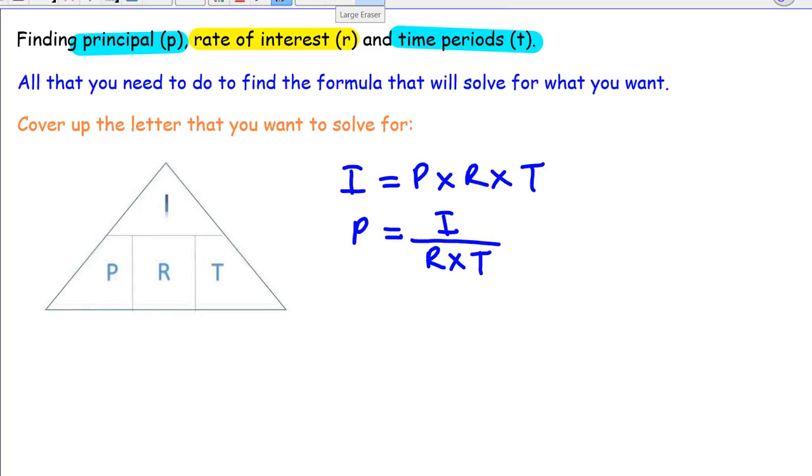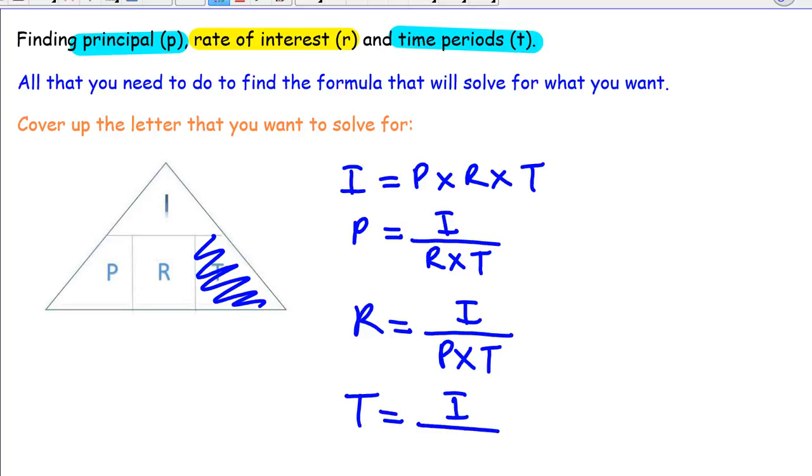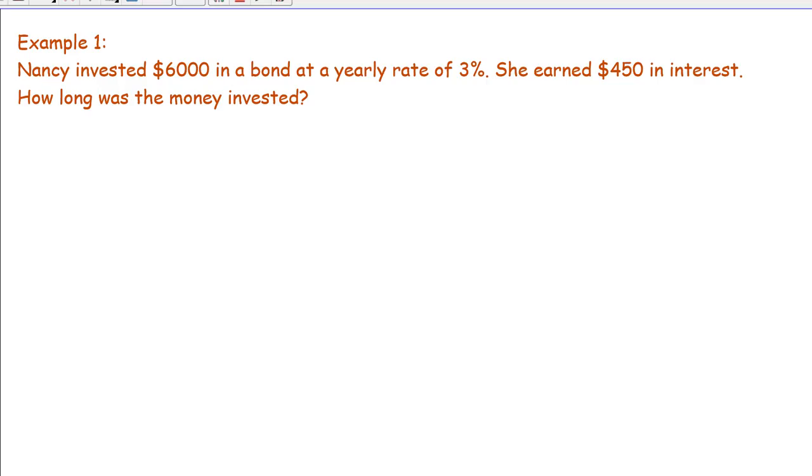If I want to find the rate, then just go ahead and cover R. So the rate will be equal to interest over P times T. If I want to find time, again the same thing, cover T. So time will be equal to interest over P times R. So just by using this triangle, you can generate all these formulas whenever you're asked to apply them. So I'll look at some examples here.